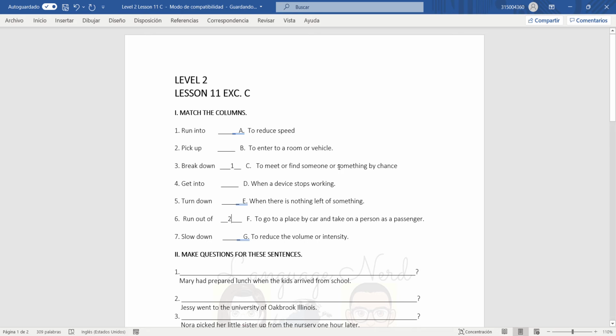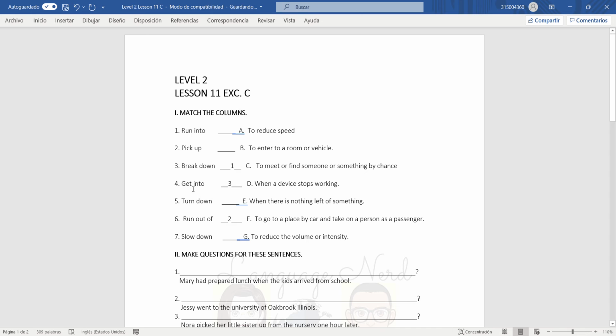Then you have break down. So breakdown has two different meanings. The one that we are going to be checking here, or the one that we are going to use, is when a device stops working. That will be breakdown. That's number three.